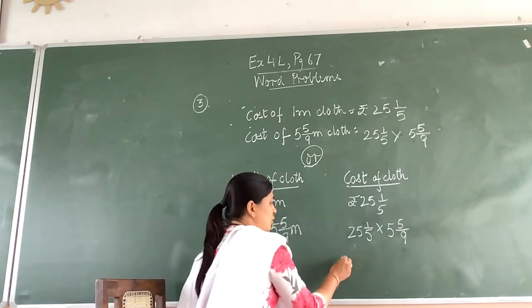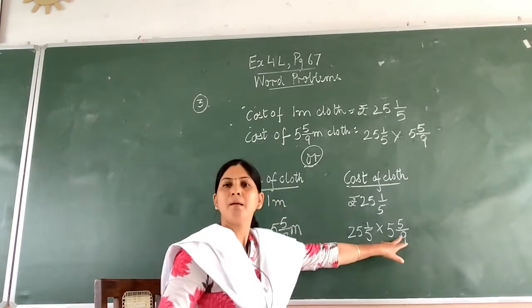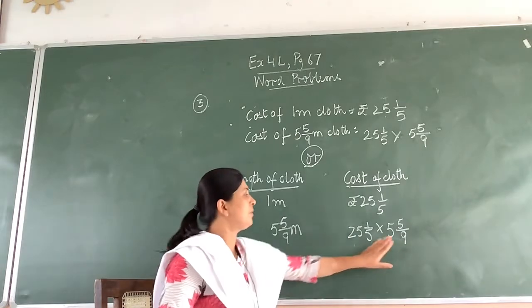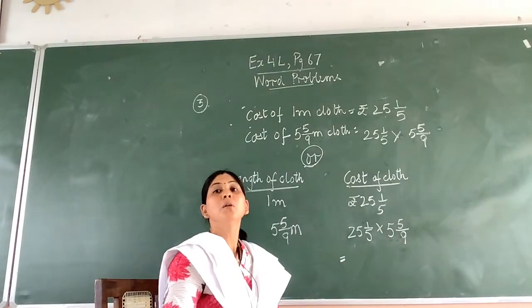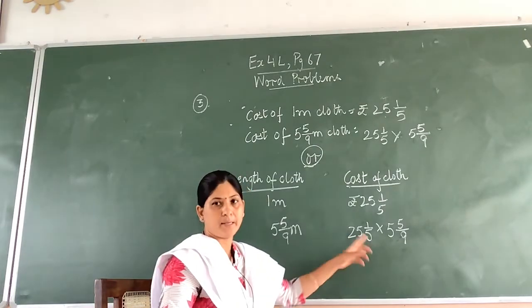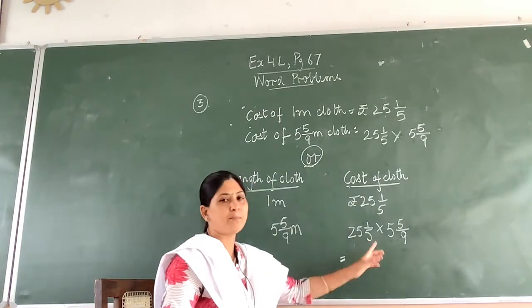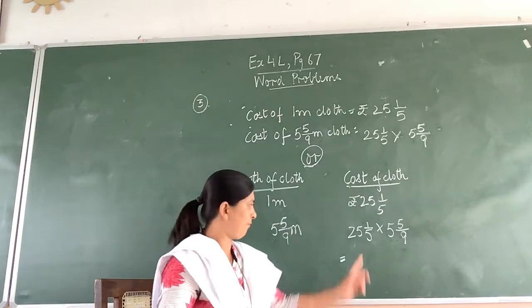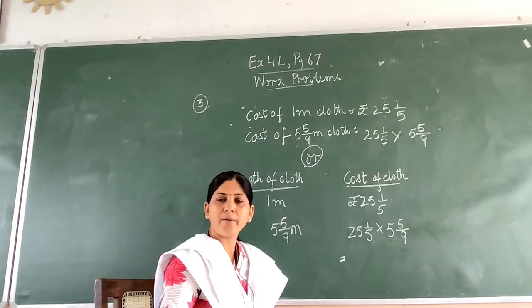Now come on, let's solve this. Now both are mixed fractions. So we will change them into what? Improper fractions first. Now 25 we will multiply by 5. 25 times 5 is 125. And we will add 1. 125 plus 1.